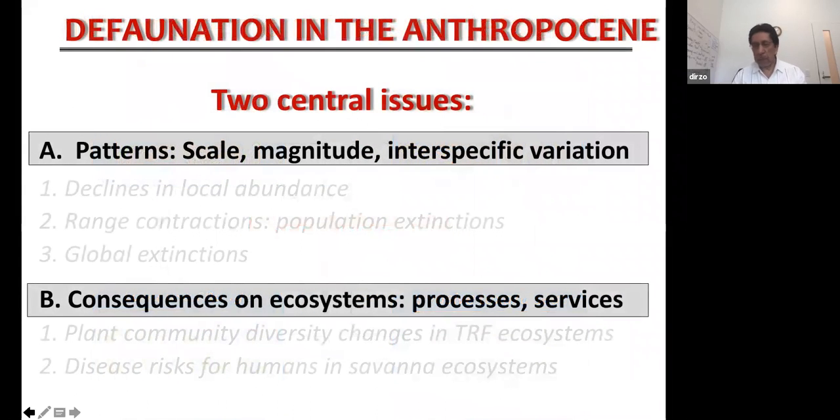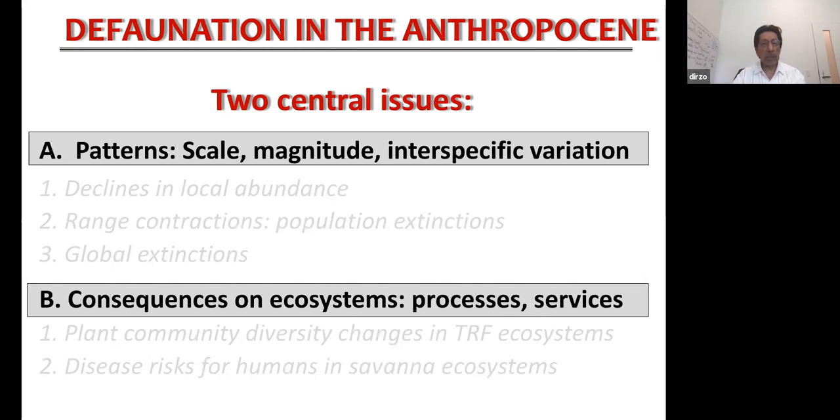So given this short preamble, what I want to do now in the rest of this presentation is to address two major aspects, two central issues for you. The first one is I am going to assume that you have not had much opportunity to explore this literature, this field of defaunation, and I would like to discuss with you the general patterns of defaunation in terms of the scale, the magnitude, and how it varies across species. And then, as a second component in my presentation today, I would like to discuss with you what are some of the consequences of this phenomenon of defaunation, in terms of the functioning of ecosystems, processes, services, those kinds of things.